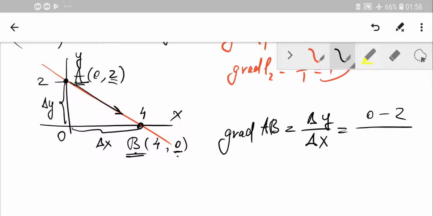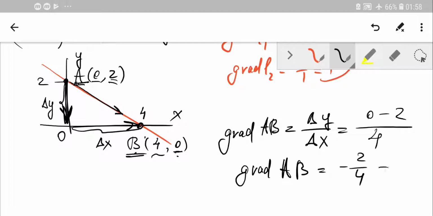it's negative. And you see that if you move down from A to B, you first move down along the y-axis, and then you move along the x-axis. So for x, the change in x is going to be positive. From 4, you need to subtract 0, right? So you'll have 4. So gradient AB becomes negative 2 over 4, or negative 1 over 2 if you cancel. So that's the gradient, which is negative.